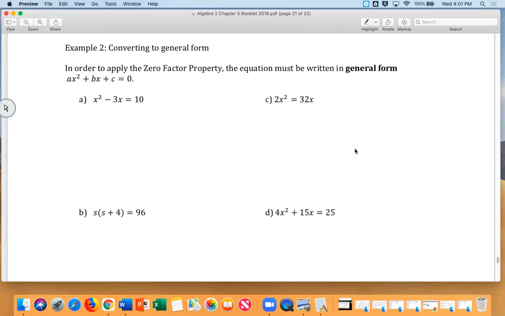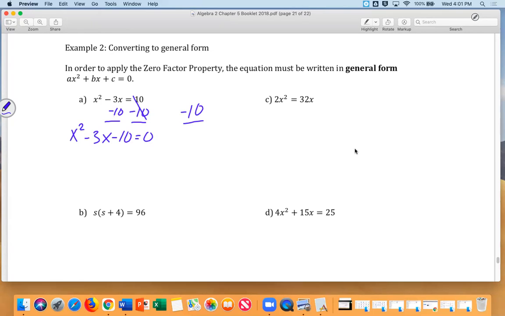In order to apply the zero factor property, equations must be written in general form, meaning they must be set equal to 0. I can't factor anything until it's set to 0. So I just subtract that, which gives 0 on the right, and I have x squared minus 3x minus 10 equals 0. Now I'm looking for the factors of -10 that are going to give me -3.